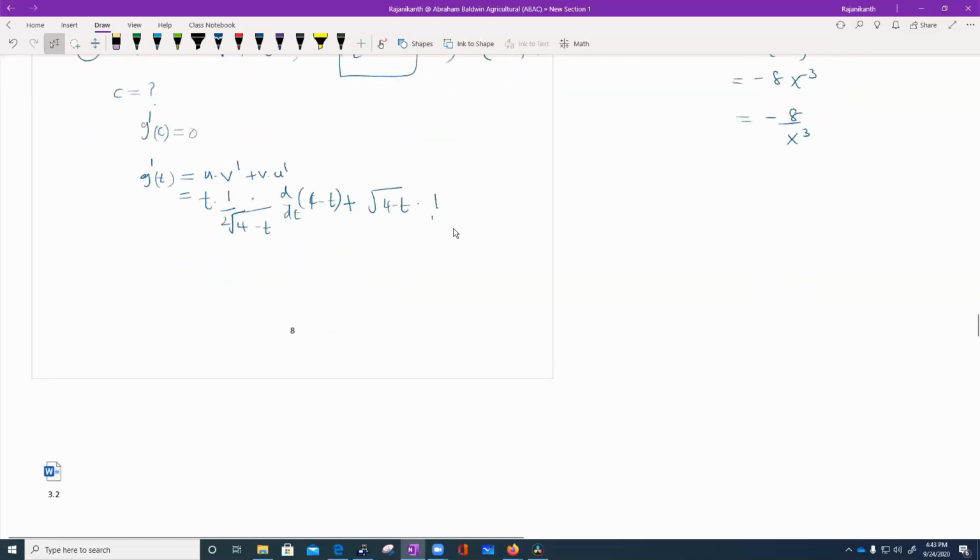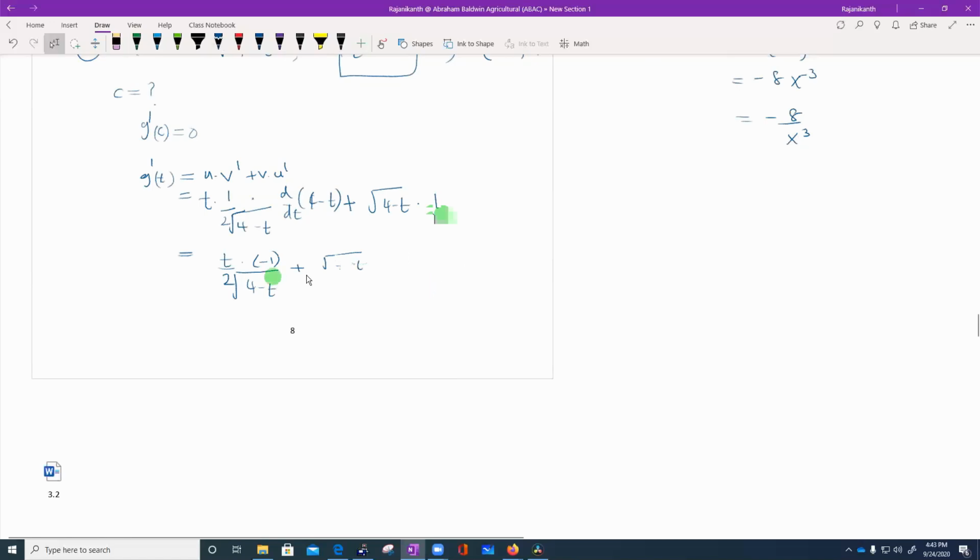Okay, so now let us simplify. So this is t over 2, right? 4 minus t is in the denominator. The numerator here: the derivative of 4 is 0 since it's a constant, and negative t gives negative 1. Plus, here you will get simply 4 minus t.